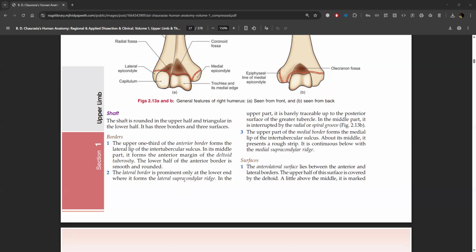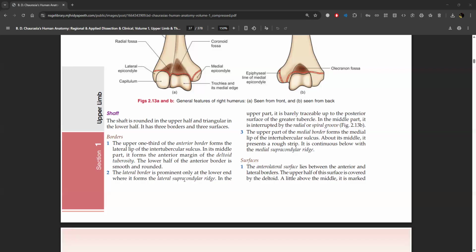Number 2. The lateral border is prominent only at the lower end where it forms the lateral supracondylar ridge. In the upper part, it is barely traceable up to the posterior surface of the greater tubercle. In the middle part, it is interrupted by the radial or spiral groove. Third, the upper part of the medial border forms the medial lip of the intertubercular sulcus. About its middle, it presents a rough strip. It is continuous below with the medial supracondylar ridge.